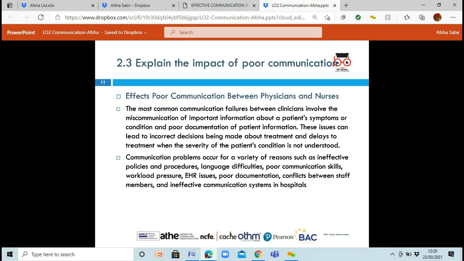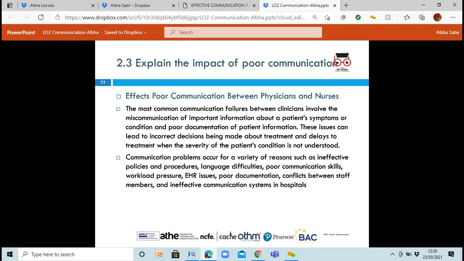Yeah. We're going to come on to the effects of poor communication between physicians and nurses, so doctors and nurses now. The most common communication failures between clinicians and nurses are about miscommunication of important information. So when you're not given the correct patient symptoms, or you're not being told about their condition, or the documentation isn't being put down properly, these issues can lead to incorrect decisions about treatments being made and delays to treatment.